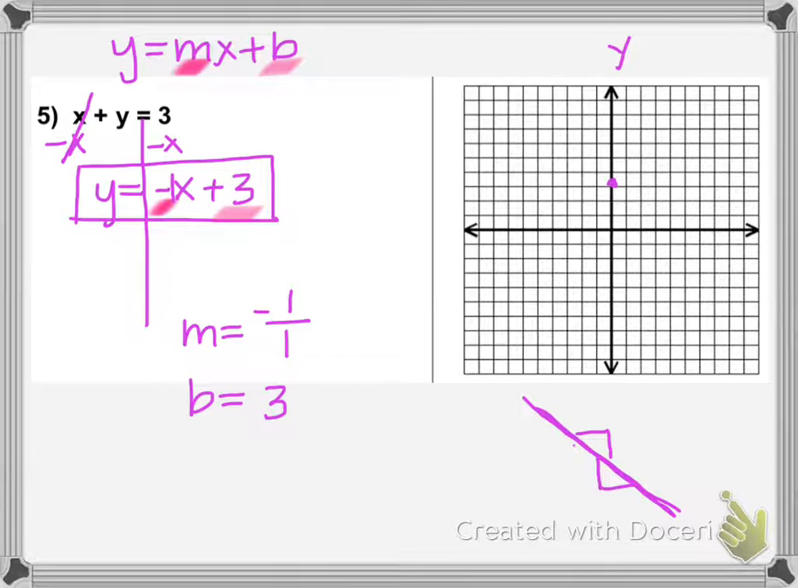Let's do that. I'm going to go up one and then go to the left one, put a dot. Or I could go down one and to the right one, put a dot. All right, then we're going to connect those after you get a few good dots. Trying to make sure my slope looks pretty good. So there is our graph.